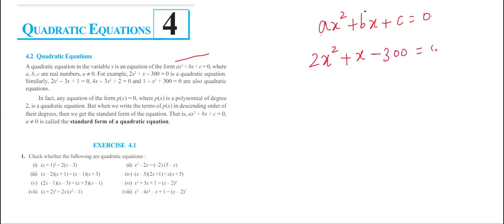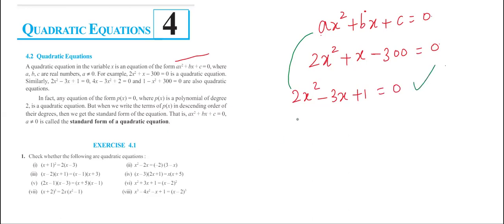So this exactly matches with the standard equation. So this is also a quadratic equation. They've given us 3 more examples. Let's see those also. The next example is 2x squared minus 3x plus 1 is equal to 0. Does it match with the standard one? Yes, see, it exactly matches. So yes, this is also a standard equation.